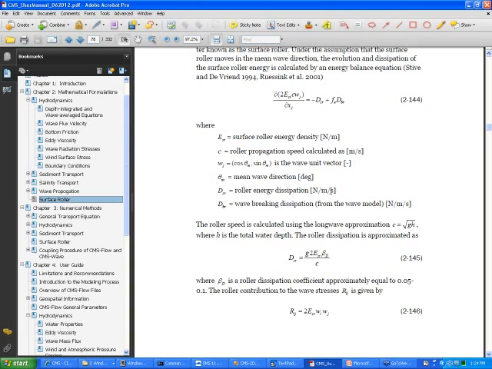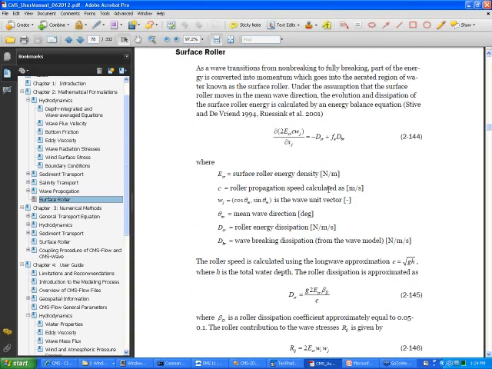For more discussion on how the surface roller affects the results and how to modify those parameters, you can refer to the VNV reports that we published last year. By default, the surface roller model is not turned on in CMS. You have to turn it on.